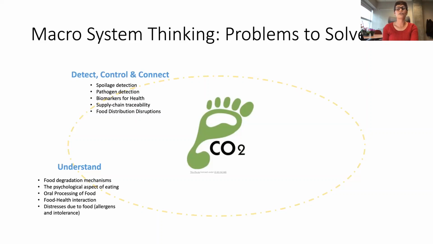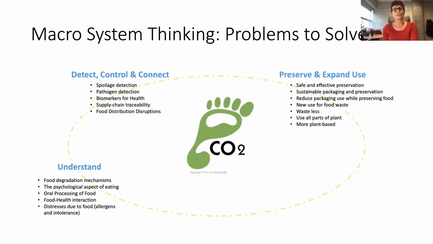Be able to detect, control, and connect, so spoilage detection, pathogen detection, biomarkers for health, supply chain traceability, food distribution and disruption. So again, many aspects, many components to a big problem, and breaking it down into small chunks, we are able to tackle the problem and hopefully advance in solving it.